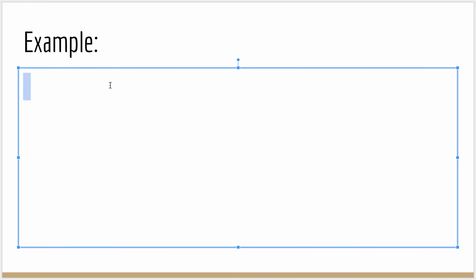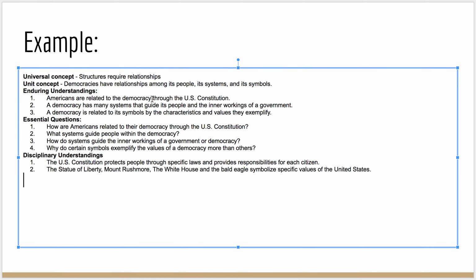So as I start to draft this final part, yay, I made it a little smaller. That's a little easier for you. I'm going to think about how I can use similar structures with the enduring understandings and essential questions with my guiding questions. So, guiding questions. My first one, the U.S. Constitution protects people. So, I'm going to think, how does the U.S. Constitution protect people with laws? And then I'm going to break it down a little more. How does the U.S. Constitution provide responsibilities among its citizens, for each citizen?